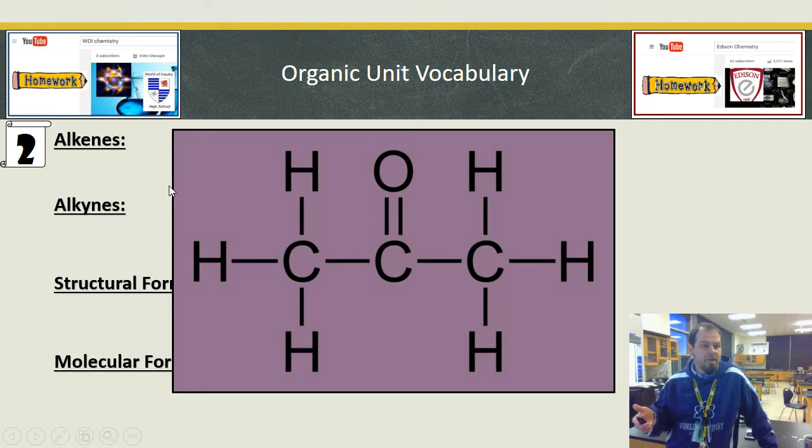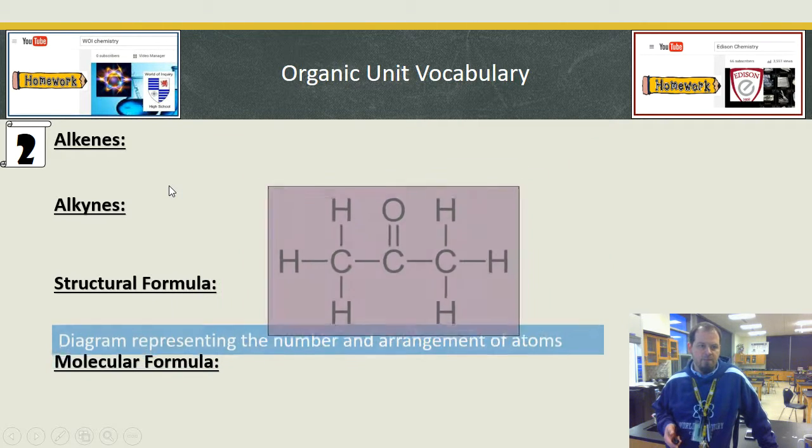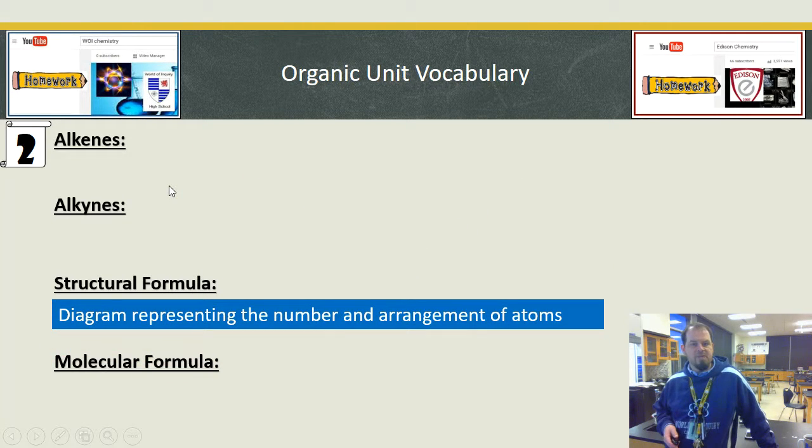Structural formula. So notice this shows me the elements and their orientation in space. This is called a structural formula. This is a diagram representing the number and arrangement of atoms. That arrangement of atoms is given. It's basically the picture, and we need to be able to draw those. Making that picture is what you're going to be able to do.